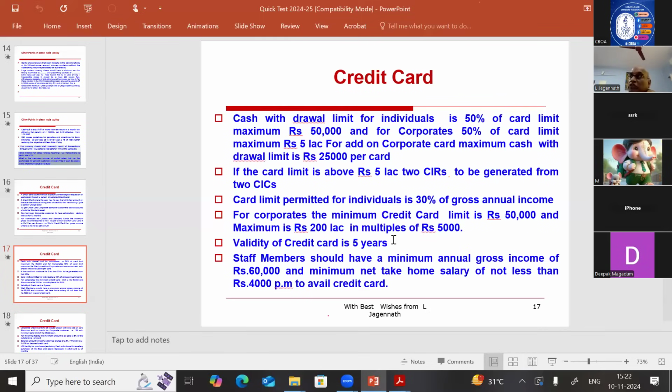Validity of the credit card is 5 years. Staff members should have a minimum annual gross income of 60,000 and minimum take-home salary of not less than rupees 4,000 per month to avail the credit card facility from the bank.